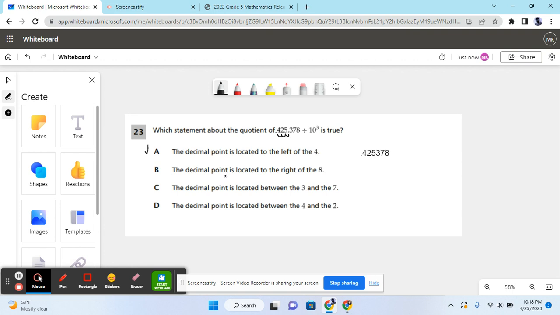B, the decimal point is located to the right of 8. It's not located to the right of 8, so B is not a correct answer. C, the decimal point is located between the 3 and the 7. It's not located between the 3 and the 7, so C is not a correct answer. D, the decimal point is located between the 4 and the 2. It's not located between the 4 and the 2, so D is not a correct answer either. That means the correct answer choice is A. Let's move on to the next problem.